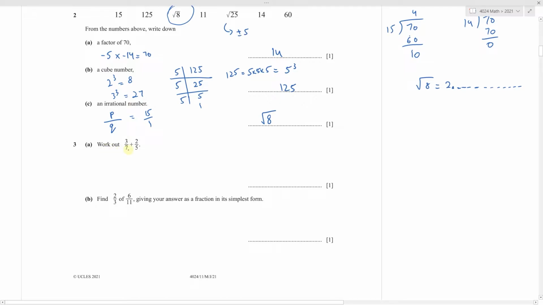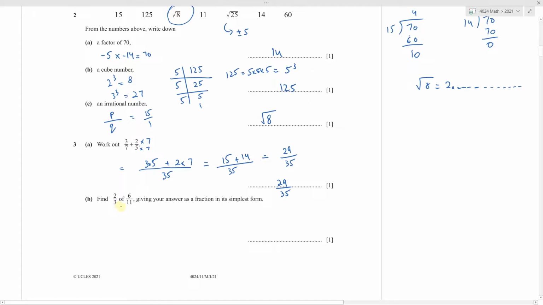Question number 3, part A is work out 3 over 7 plus 2 over 5. So first we will take the LCM. Since 7 and 5 do not have any common factors, we can simply multiply them together to get the LCM, which is 35, 7 times 5. Since this 7 is multiplied by 5, 3 will be multiplied by 5 as well, and then 2 will be multiplied by 7 as well because you multiplied this denominator by 7 to get this 35. So 2 times 7, and then this will be 15 plus 14 over 35, which is 29 over 35.